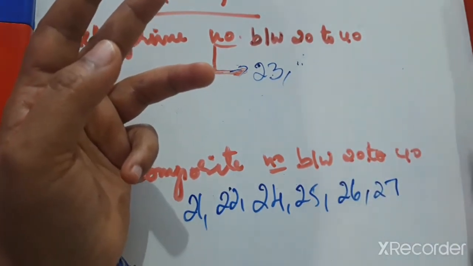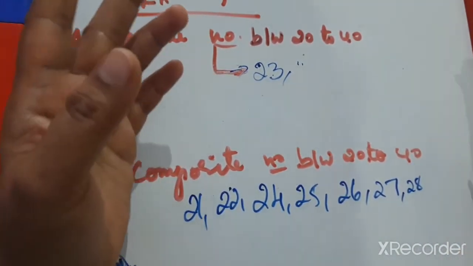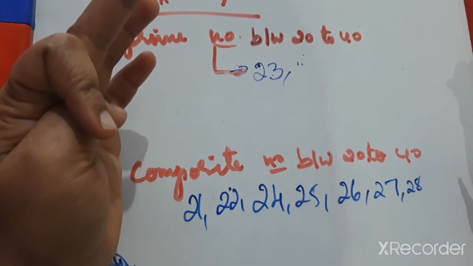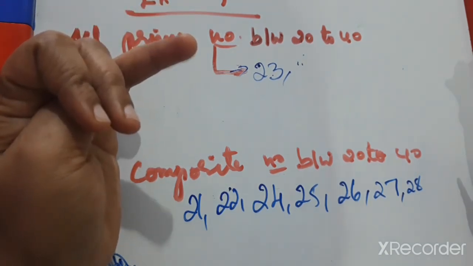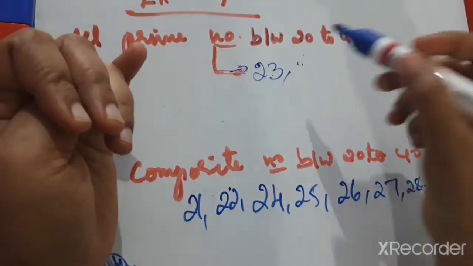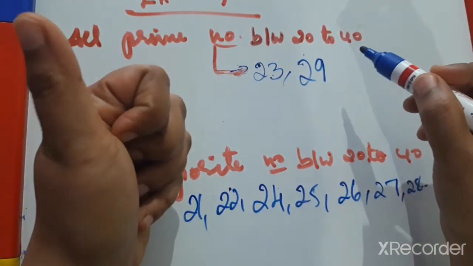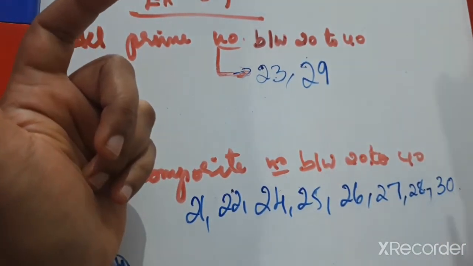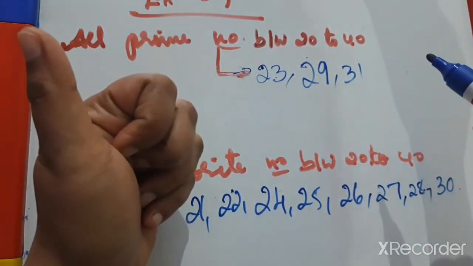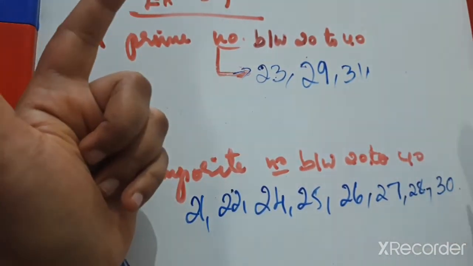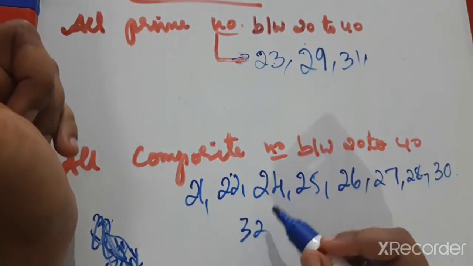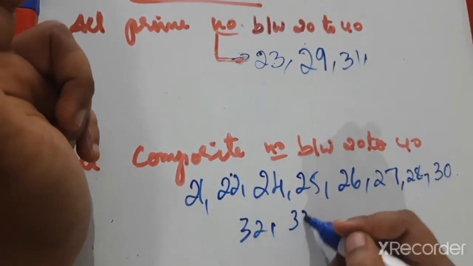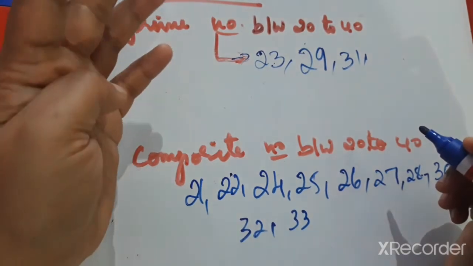Is 28 a prime number? No, 28 is a composite number because 28 ones are 28, 1 twenty-eight is 28, 4 sevens are 28, 7 fours are 28, more than two factors, so it is a composite number. 29 is a prime number, 29 ones are 29, 1 twenty-nine is 29. And 30 is a composite number because it has more than two factors. 31 is a prime number because 31 ones are 31, 1 thirty-one is 31. 32 is a composite number with more than two factors, and 33 is also a composite number because 11 threes are 33, 33 ones are 33, 1 thirty-three is 33.